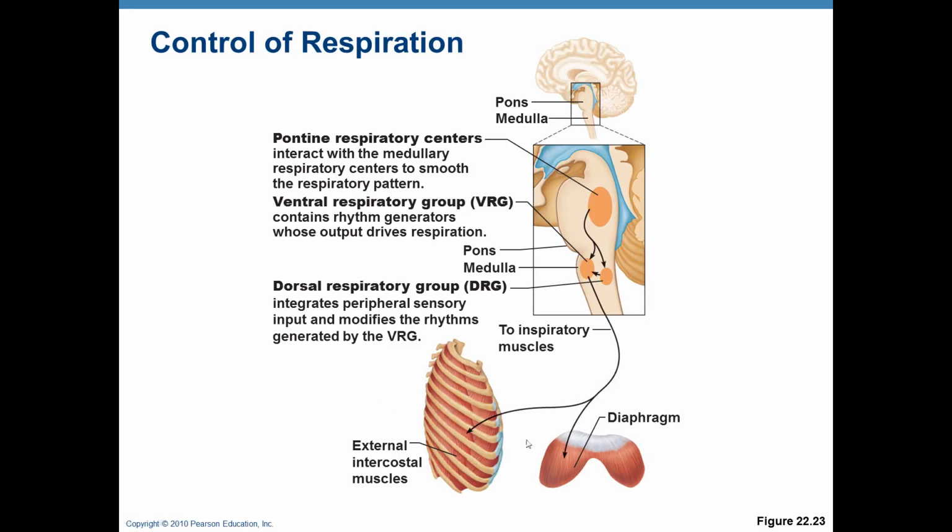Okay, so this diagram from your textbook is showing you the dorsal respiratory group, where you have a little cluster of neurons, and then the ventral respiratory group, where you have another little cluster of neurons, and both of those are concerned with helping you control respiration. And then there's another respiratory center up here in the pons, called the pontine respiratory center, which interacts with these two centers. The neurons synapse between them, and this one helps smooth your breathing patterns.